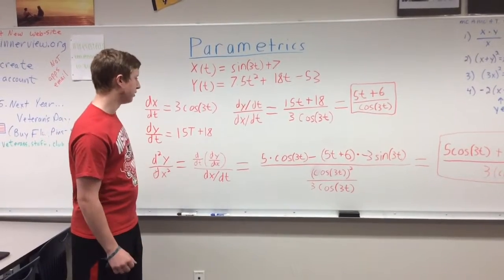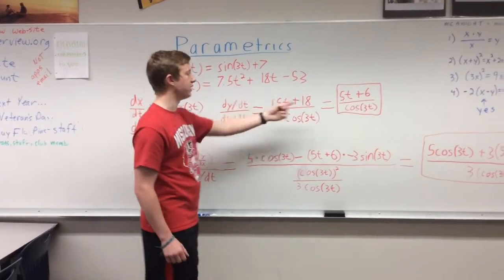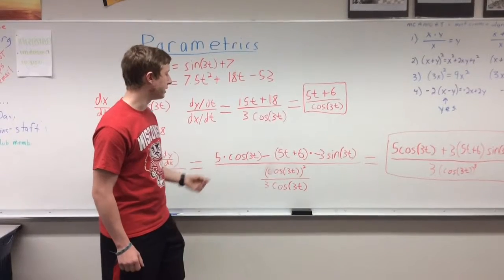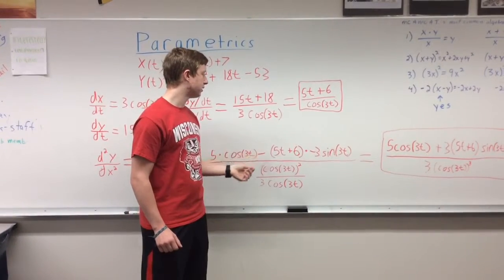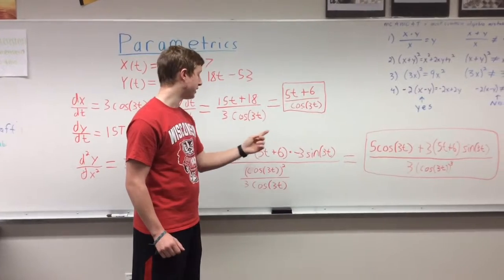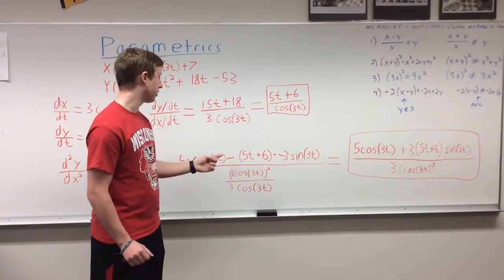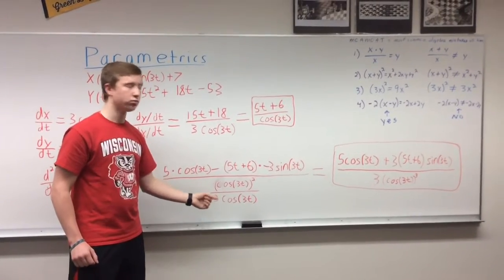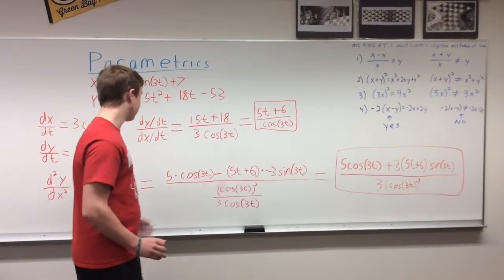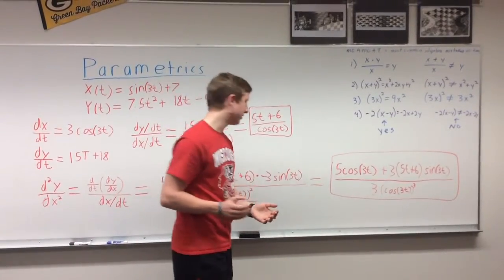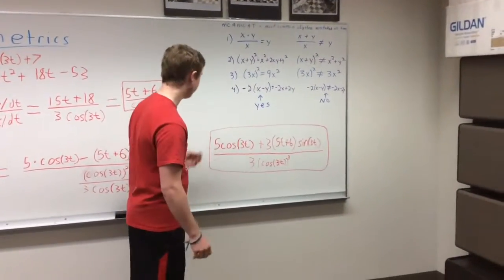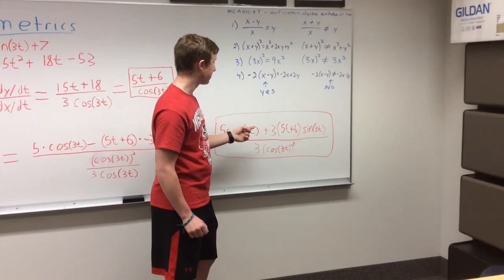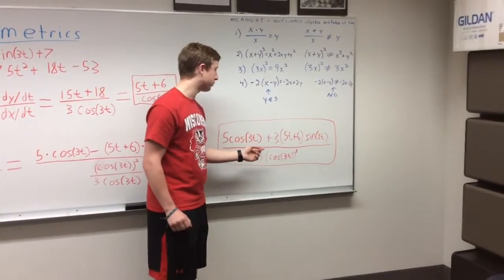And so with this, we have to do the quotient rule with dy/dx, and you'll get 5 cosine 3t minus (5t plus 6) times negative 3 sine 3t all over cosine 3t squared. And all of this is over 3 cosine 3t because it has the dx/dt. And with a little bit of just basic algebra here and working it out, you'll get 5 cosine 3t plus 3 times (5t plus 6) times sine 3t all over 3 cosine 3t cubed.